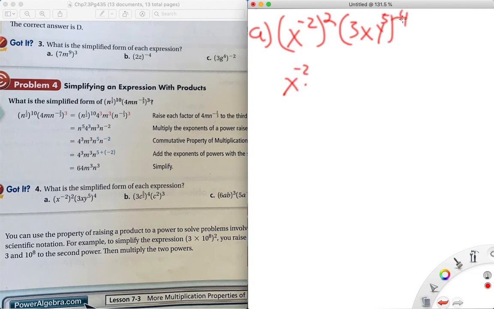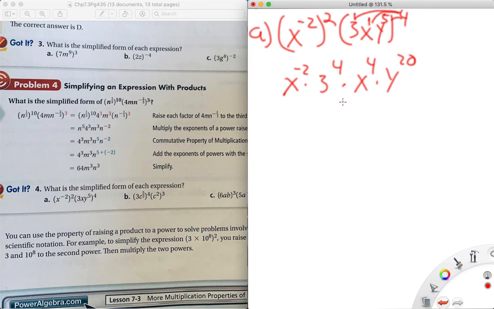This 4 is going to multiply the 5, this 4 is going to multiply the 1, this 4 is going to multiply the 1. So that's times 3 to the 4th power times x to the 4th power times y, 4 times 5 is 20, to the 20th power. Remember that there's a 1 here if you want to put it there if it makes you see it better.